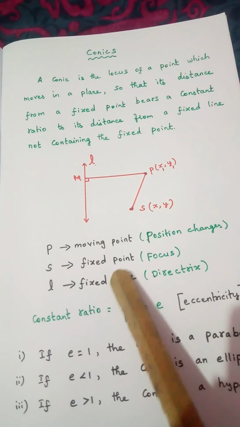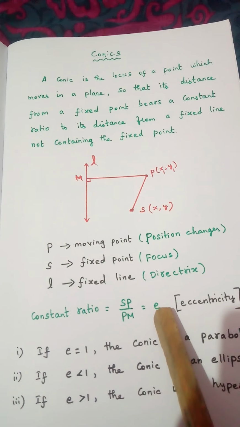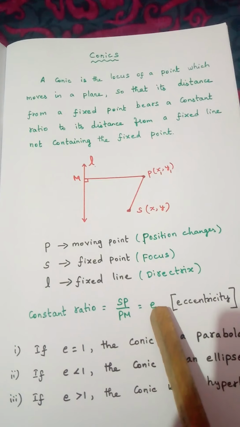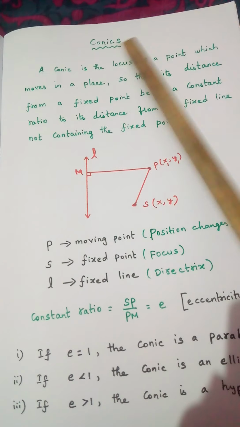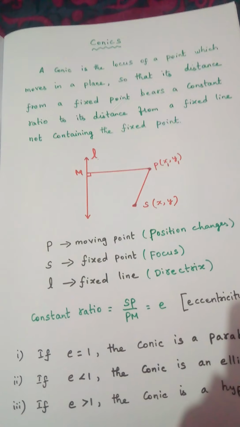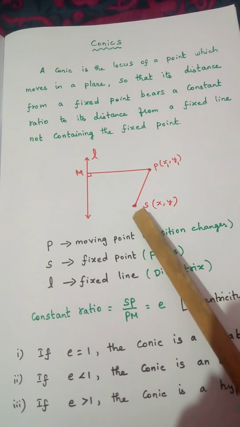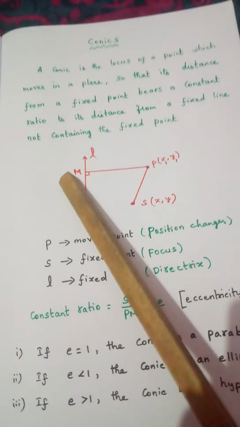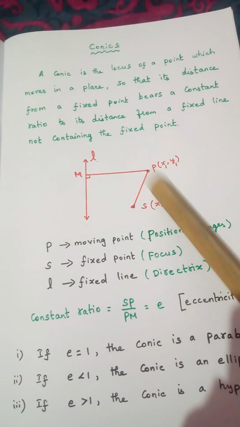If this ratio is always constant, and that constant value is called E, then such a diagram obtained is called a conic. I think you will not understand now. Again I repeat, P is a moving point. Suppose I am calculating the distance SP and PM and dividing those two values, I am getting one value.